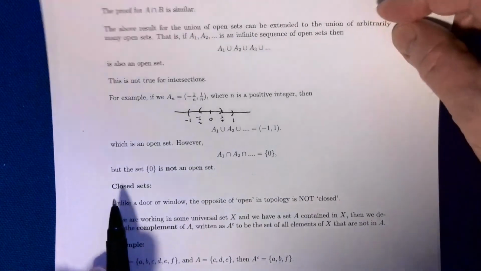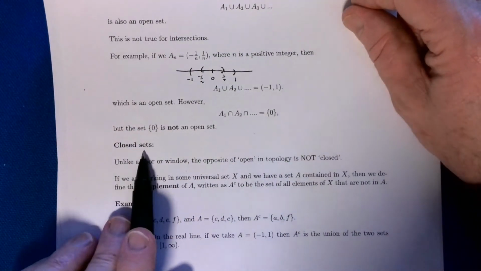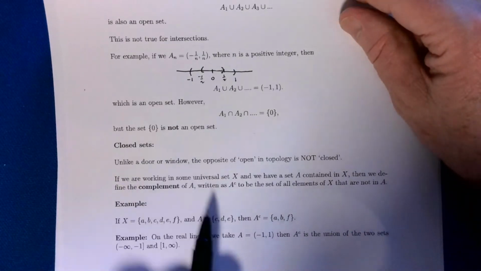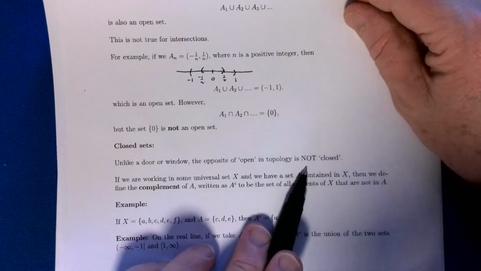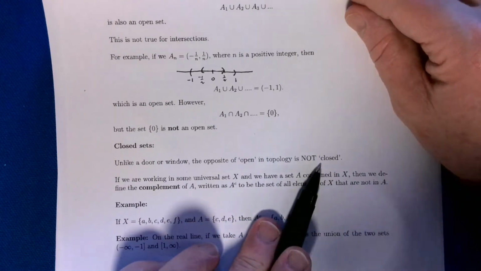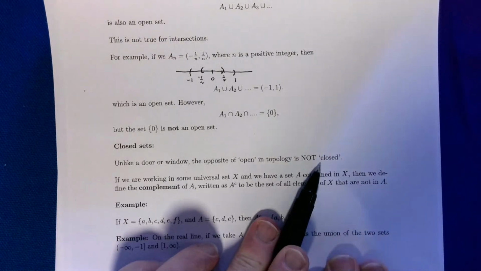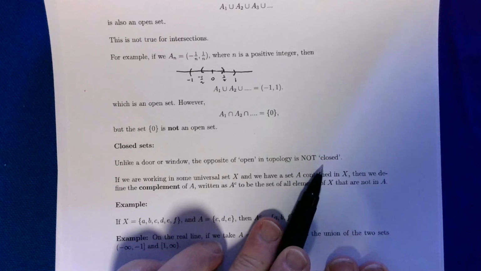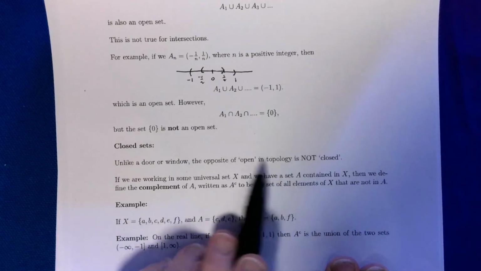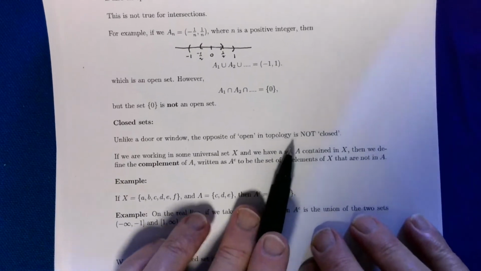Now, when you talk about open sets, you're probably thinking, well, what about closed sets? Are they the opposite? And the answer is no, because unlike a door or a window, the opposite of open in topology is not closed. In fact, you'll see you can have sets that are neither open nor closed. You can have sets that are both open and closed. You can have all sorts of things happening here. So the opposite of open is not necessarily closed, and we need to work out what it is.